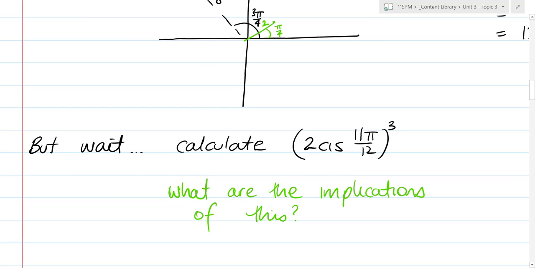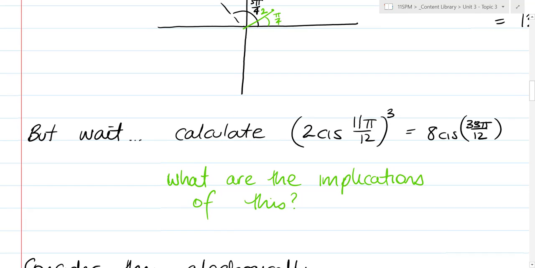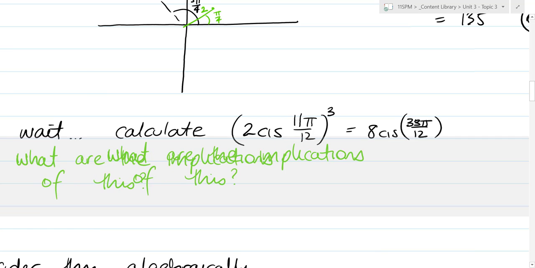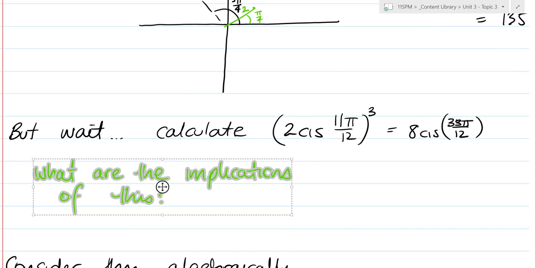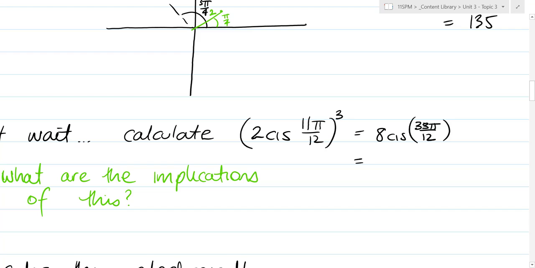Assuming that 11 pi on 12 is all right. Don't have to do it in a calculator. 8, somebody said? What's that number? 33 pi on 12, do we agree? Okay, what's 8 cis 33 pi on 12? How can we simplify that? Is it 135 degrees?